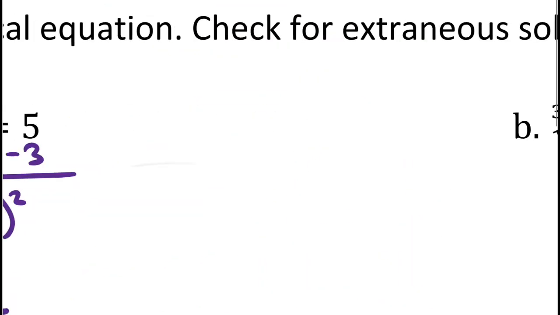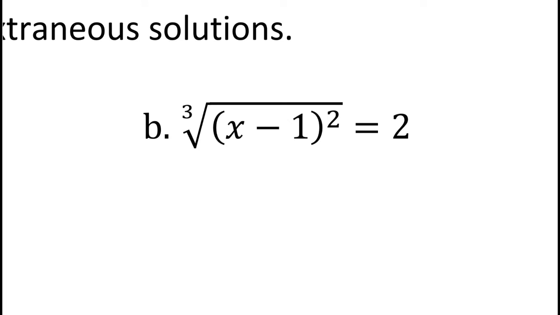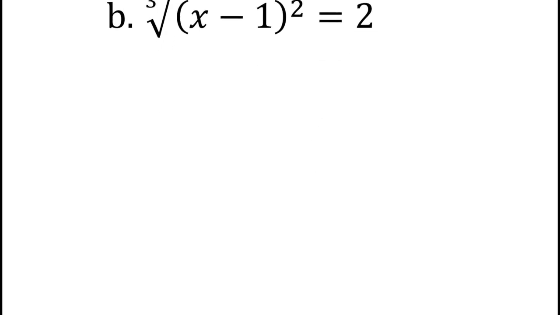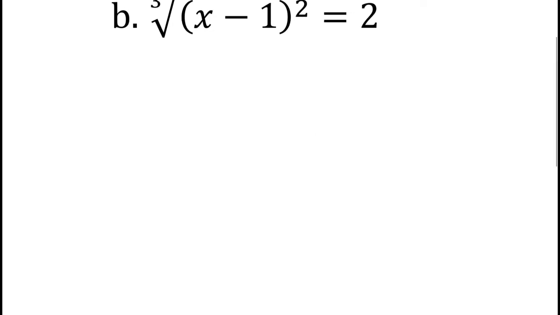All right, let's go ahead and check the next problem. So we have the cube root of x minus 1 squared plus 2. Right now the radical is already isolated, so we don't have to do that step.